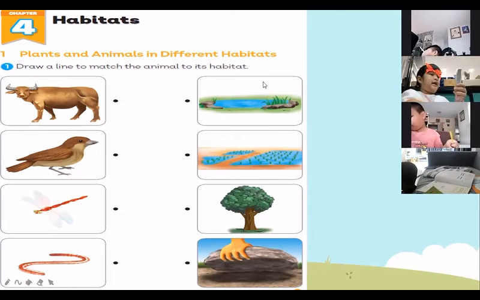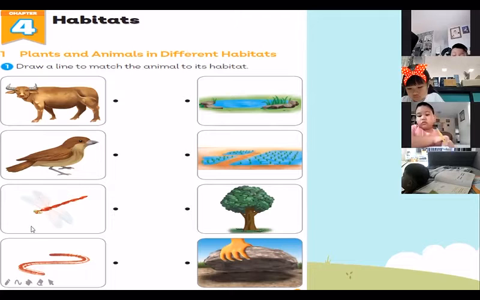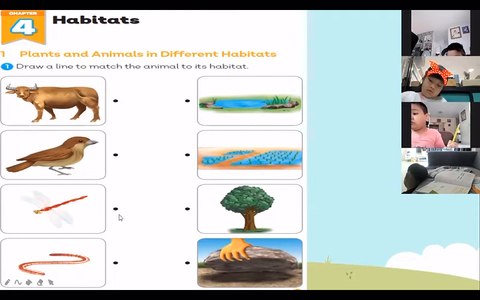So let's go over our animals first. We have a buffalo, bird, dragonfly, and earthworm. Next, let's look at our habitats.